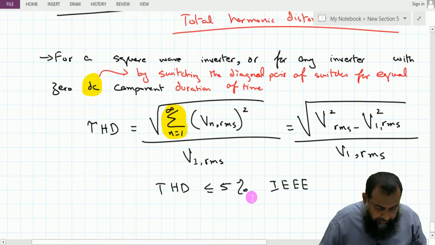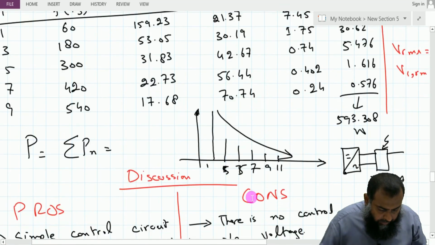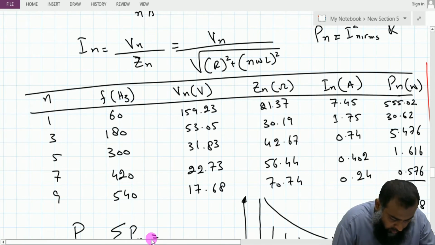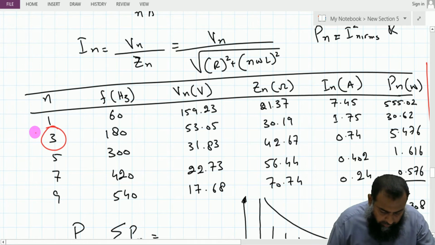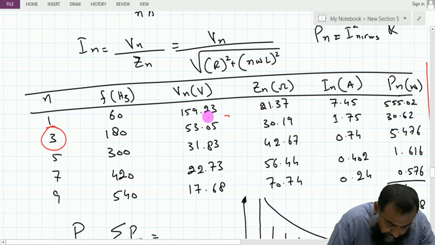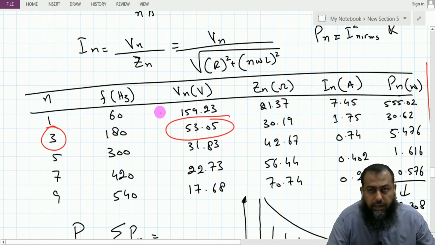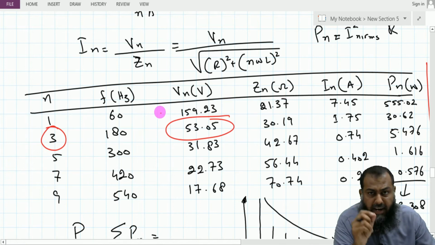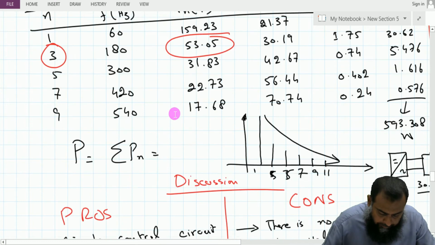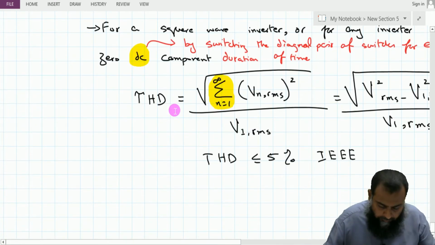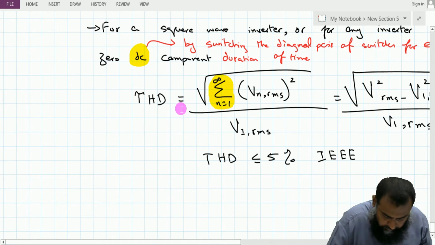Now if you notice here, the dominant harmonic content is this third harmonic that contributes to 53.05 volt and comes second after the fundamental component. Therefore, it is wise enough to get rid of the third harmonic from the system. So to get rid of this third harmonic, let us do an example.